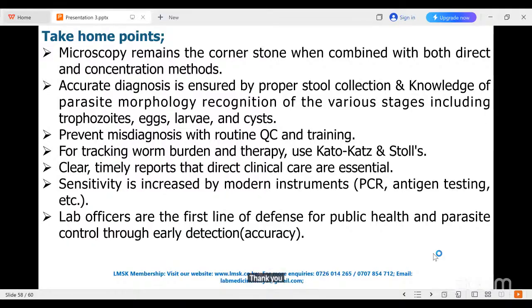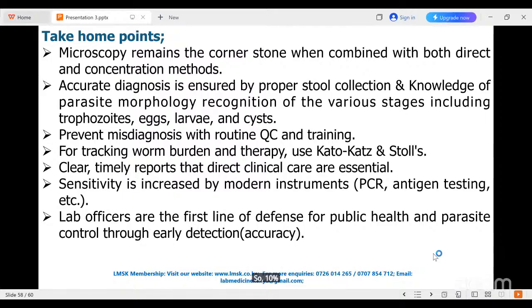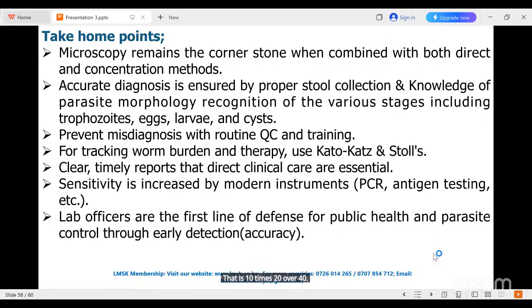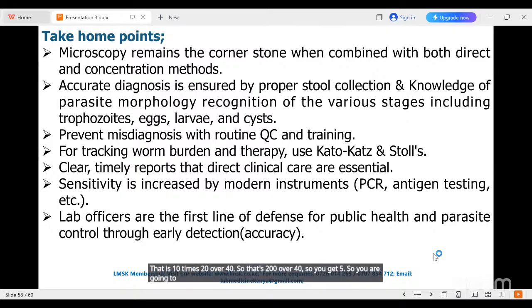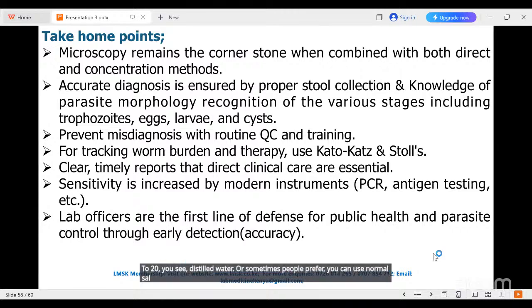Thank you. Willie Kipkenei asks, how do we use 10% formalin to preserve stool? So formalin normally comes in 40% concentration. When you want to make 10%, it depends on the volume you want. For example, you want 20 ml. So it's 10 times 20 over the original. It comes in 39 to 40%. That is 10 times 20 over 40. So that's 200 over 40. So you get 5. So you are going to take 5 ml of formalin and top up to 20 using distilled water. Or sometimes people prefer you can use normal saline. So you have come up with 10% formalin.